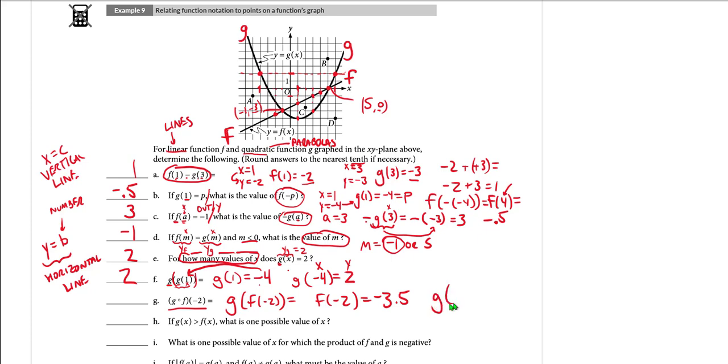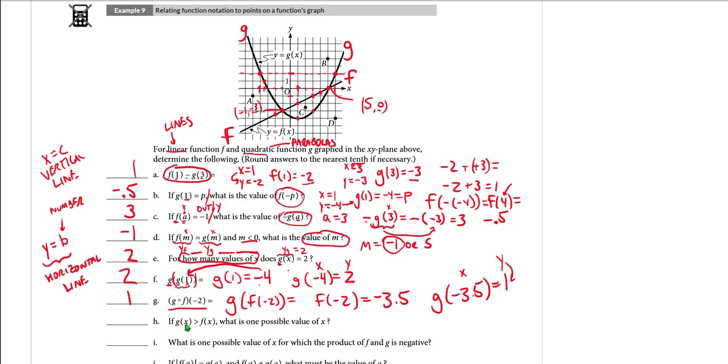So now I am doing g of that negative 3.5 value. So I go to where x equals, remember that's an x value, I go to where x equals negative 3.5. 1, 2, 3. So 3.5 is about, I don't know, there. Well, that works out nicely. It looks like on the g function, when x equals negative 3.5, my y value is 1, which means that g of negative 3.5 is 1. So that is the answer to that one.